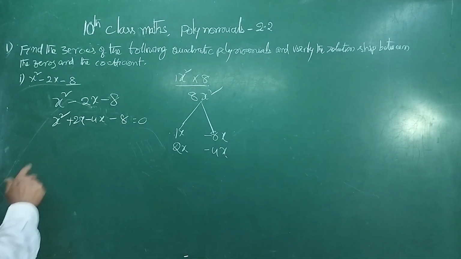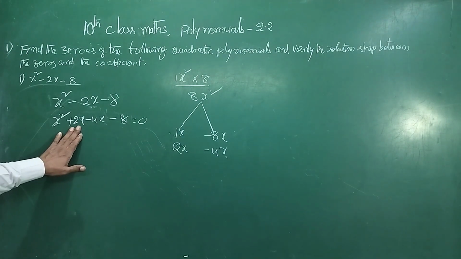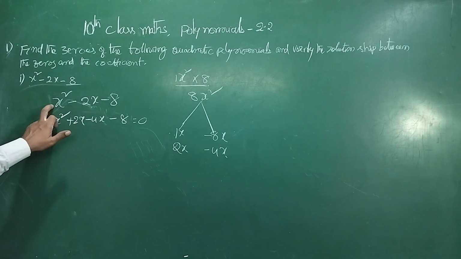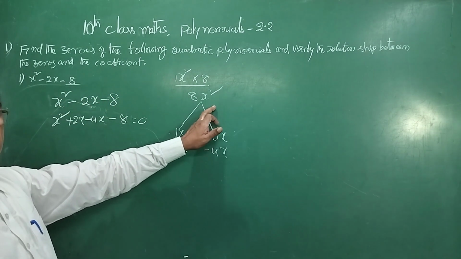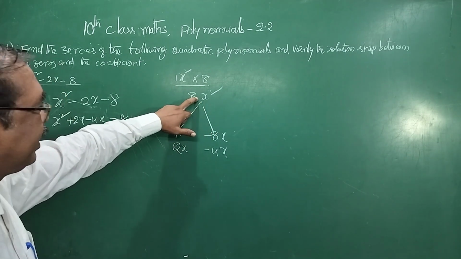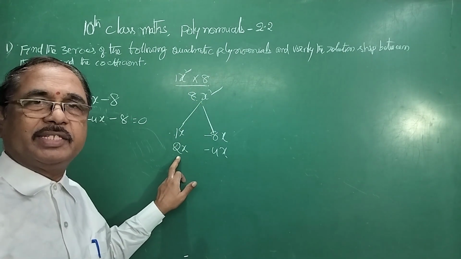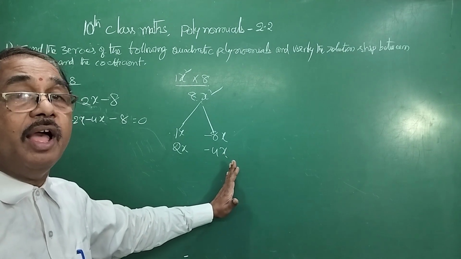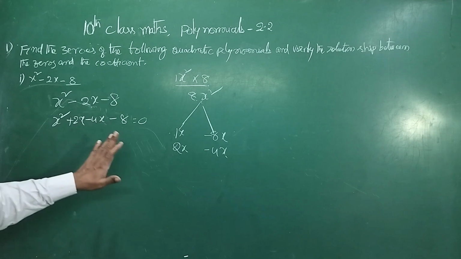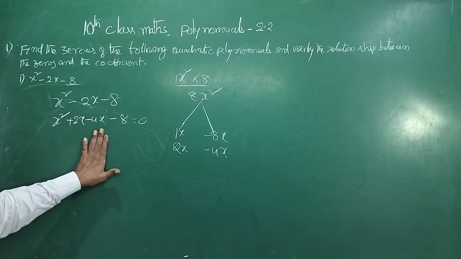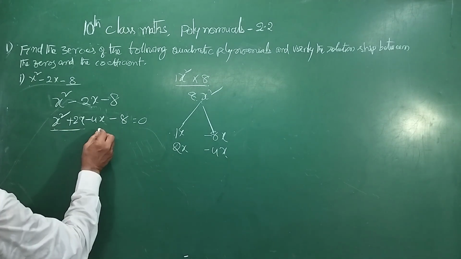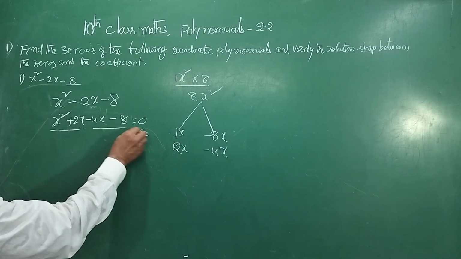How do we get plus 2x minus 4x? Because we found the product of the first term and the last term, and for that product we found the factors. Those factors we add in such a way as to get minus 2x. So we have written it like this. Are you able to understand? Yes. Now let us group, 2 terms in 1 group, 2 terms in 1 group.